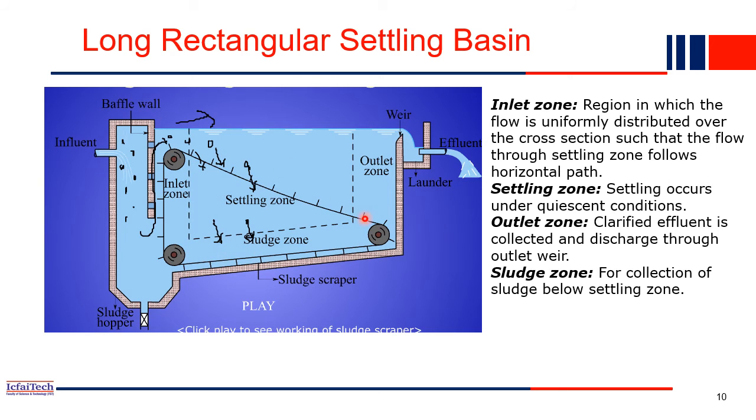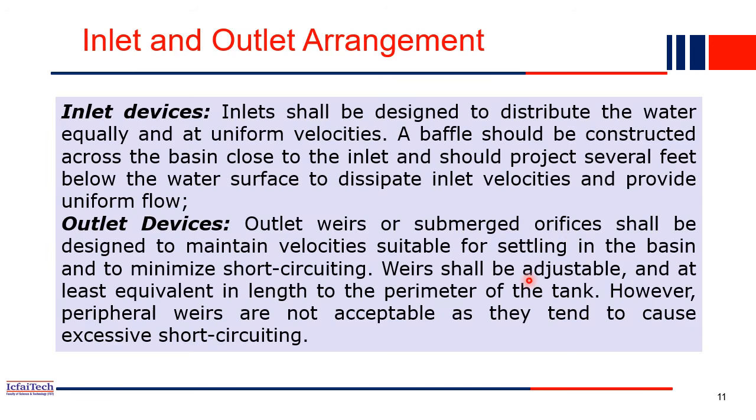So this type of conveyor belt will also be present. The main purpose of this belt is that whatever sludge is deposited at the bottom will be simply pushed in this direction, and here the sludge will be deposited, and through this pipe, the sludge hopper, all the sludge will be taken out. So that is the actual process of the long rectangular basin.